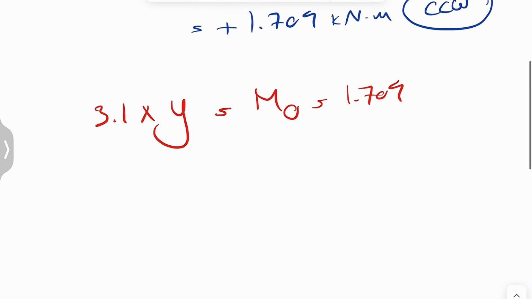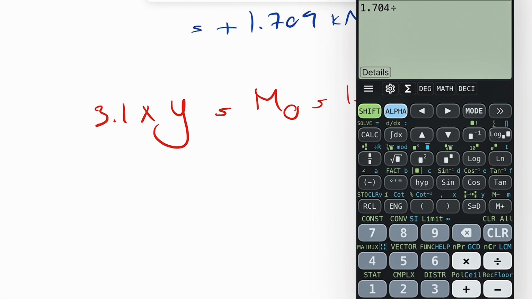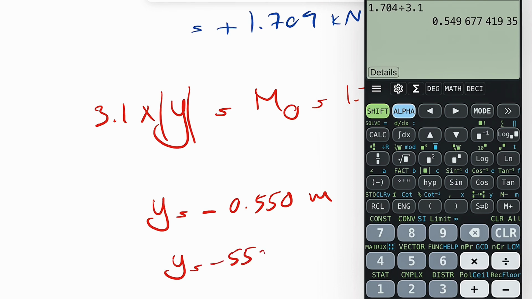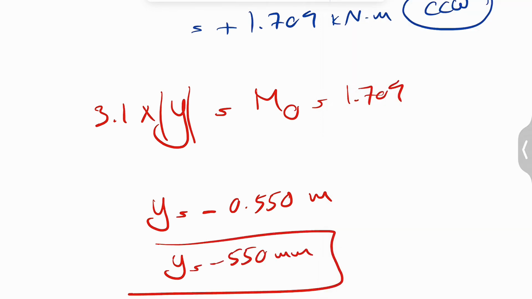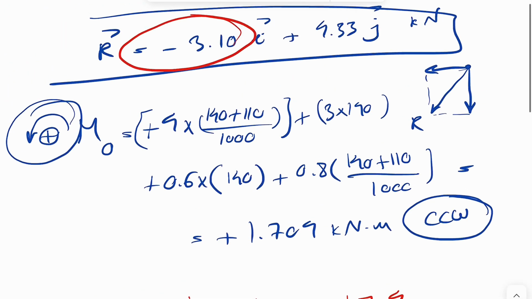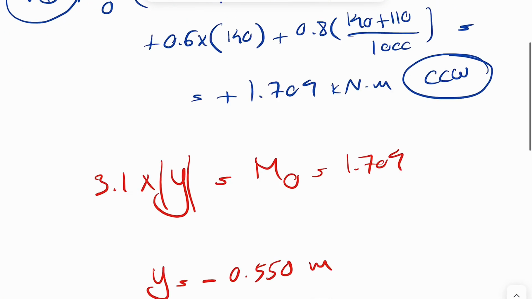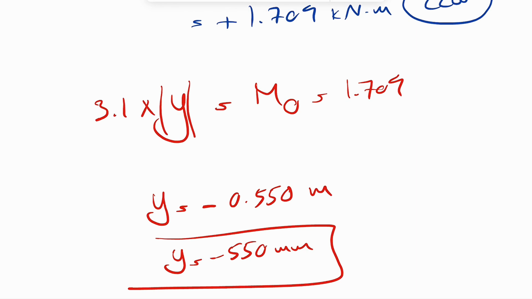So let's just calculate this. 1.704 divided by 3.1. So our Y, first of all, this is the absolute value. We know that our Y is negative based on what I explained. So the actual value is negative 0.550, and this is in meters, so we can report Y as 550 millimeters, and that's what the question is asking. So the coordinates of that point are, obviously, X is 0 because we are on the Y axis, and we're going to go 550 millimeters along the opposite direction of the Y axis.